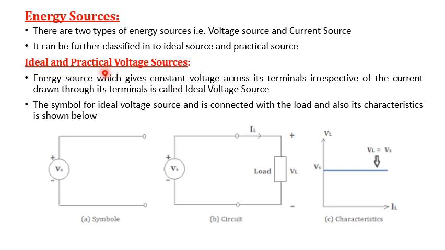Let us discuss ideal and practical voltage sources first. An energy source which gives constant voltage across its terminals irrespective of the current drawn through its terminals is called an ideal voltage source. For example, if the energy source has a voltage rating of 50 volt, it is supposed to give a constant 50 volt.